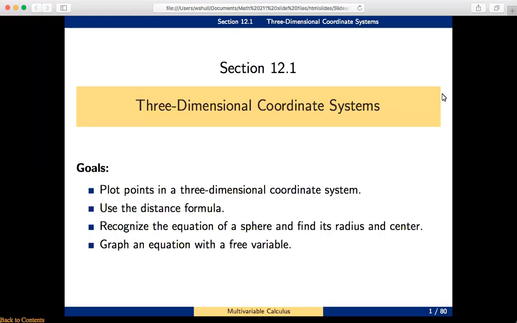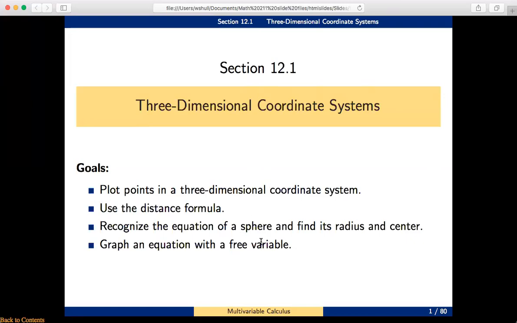Hi, everyone. In this video, I would like to talk about section 12.1, which is all about three-dimensional coordinate systems. So we're going to be plotting points in a three-dimensional coordinate system. We're going to be using the distance formula. There's going to be a 3D version of that. We're going to recognize the equation of a sphere, and we're going to find its radius and center. And we're going to graph an equation.